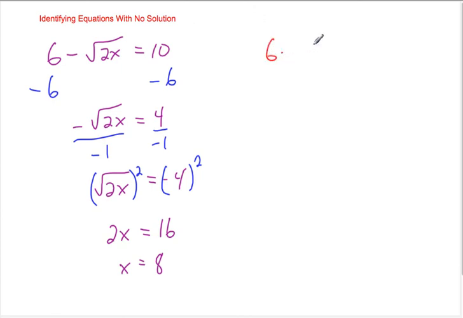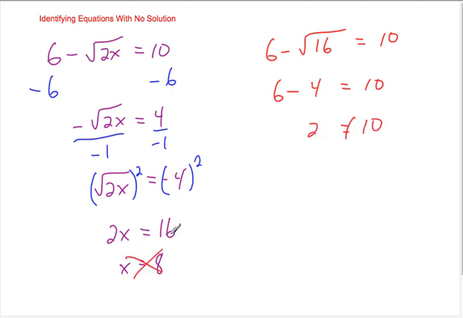So 6 minus the root of 2 times 8, so 16, is equal to 10. So 6 minus 4 is equal to 10. And so we realize this is not the case. So x is not a solution, leaving us with no viable solution. So the answer is no solution.